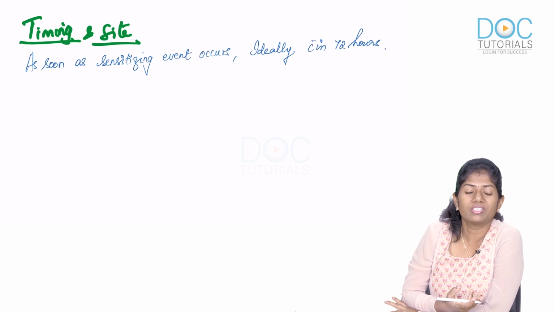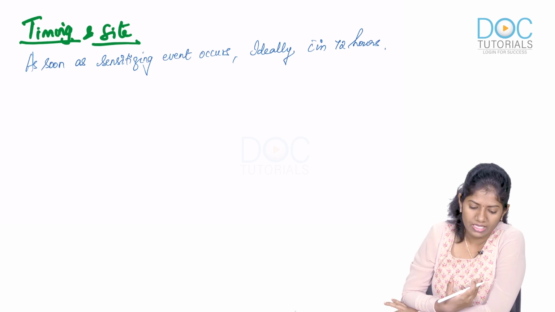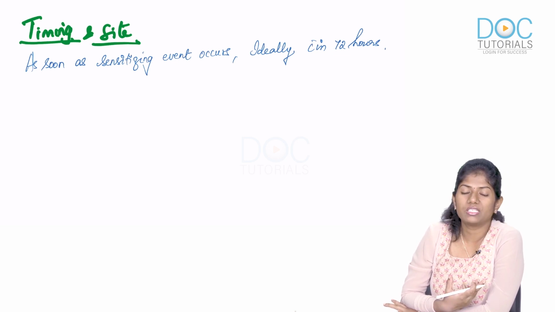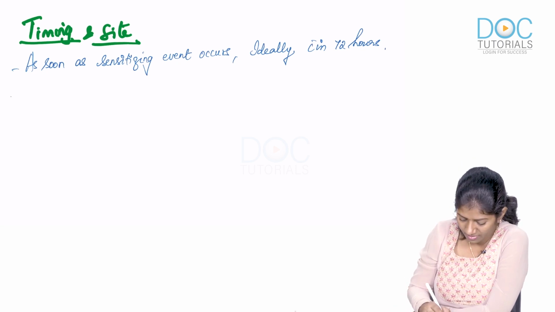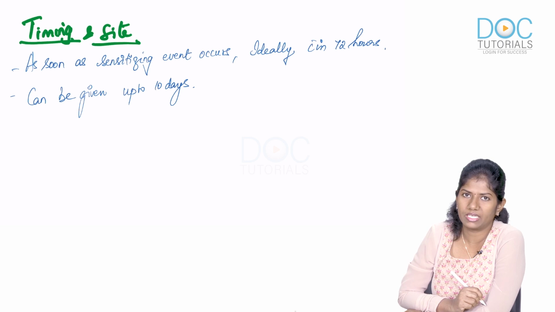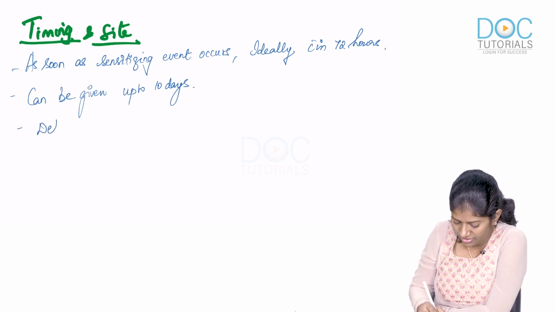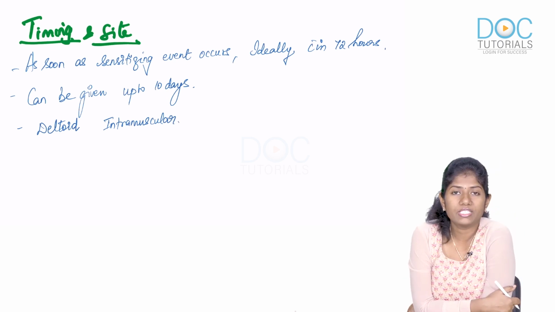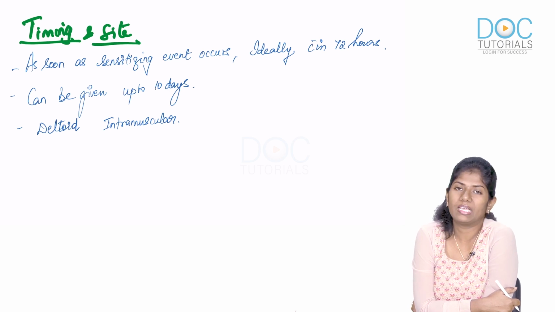What if the patient has not received the dose within 72 hours? Then it can be given up to 10 days, it is justified. The ideal site is deltoid, and it has to be given intramuscular. Why intramuscular? Of course, we have IV preparations, but intramuscular is the usual preferred route, okay.